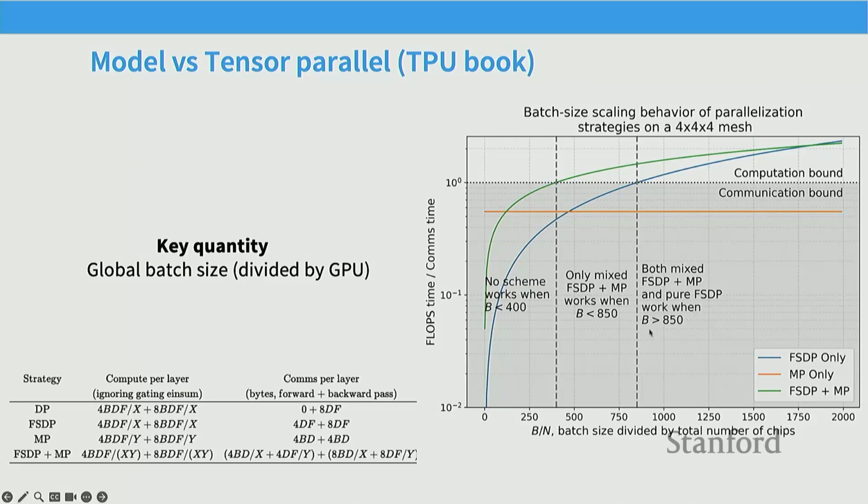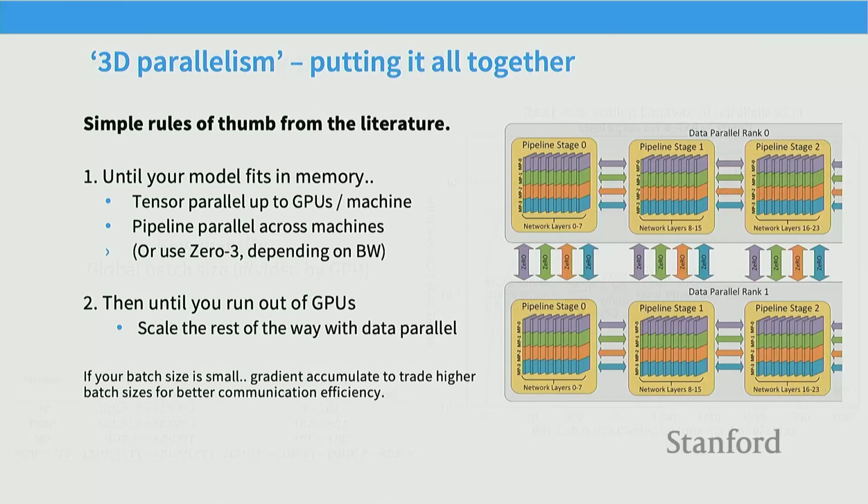Pure FSDP is going to get you into a regime where the time you spend doing computation is higher than the time you spend doing communication, right? So if your batch size is big enough, you can just get away with FSDP. So this is a cool illustration of why you would mix these, when you would mix these, and why batch size is a resource. Hopefully this shows you in a very visual way what this is.